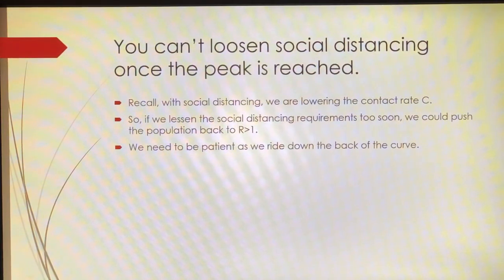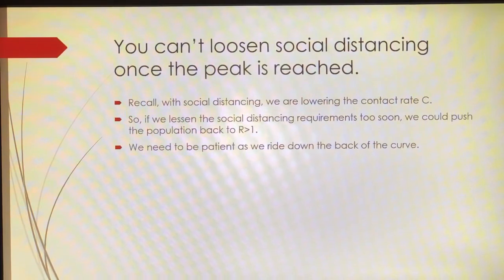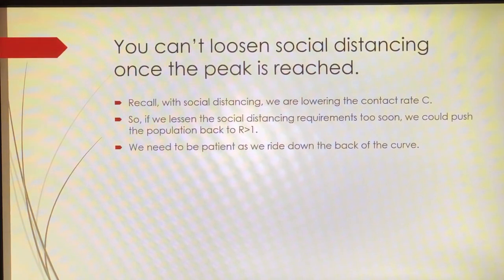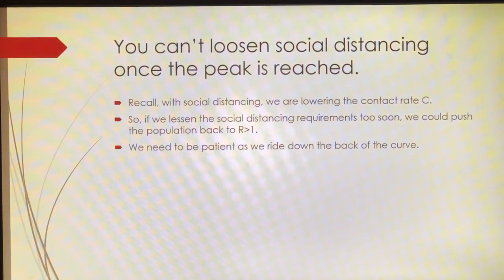So recall with social distancing, what we're doing is lowering the contact rate C. And by lowering C, again, we're making that reproduction number smaller so that we can tip it to be less than 1 with a smaller fraction of the population becoming infected.